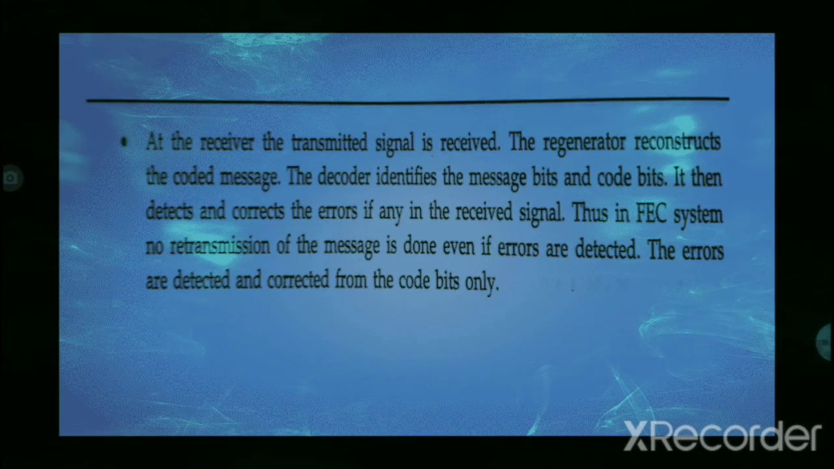At the receiver, transmitted signal is received. The regenerator reconstructs the coded message. The decoder identifies the message bits and code bits. It then detects and corrects the errors, if any, in the received signal. Thus, in FEC system, no retransmission of the message is done even if errors are detected. The errors are detected and corrected from the code bits only.